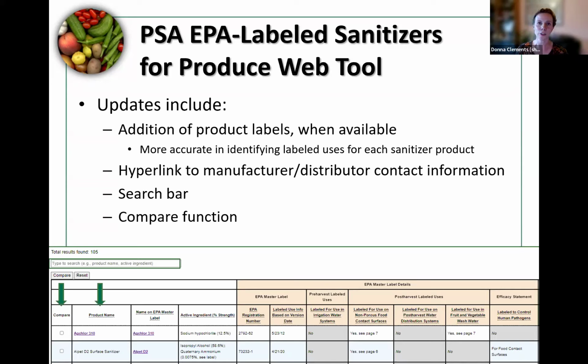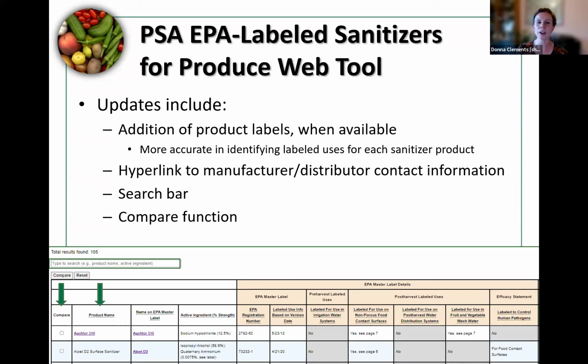We also added a search bar. This personally, I think, is my favorite function because I am a huge proponent of searching or Googling for things. So this way you can use that search bar to search for the product name, active ingredient, distributor, really any keyword that you can find within this. It's like a really nice Control F, if you will.